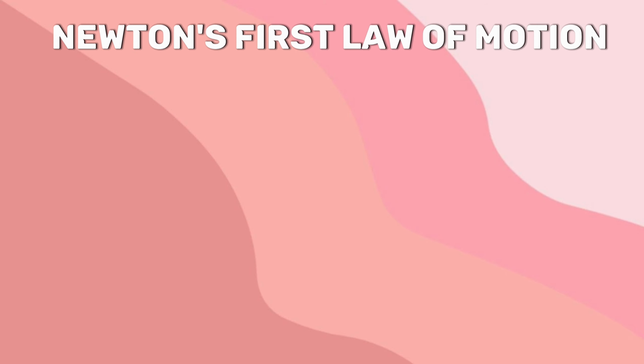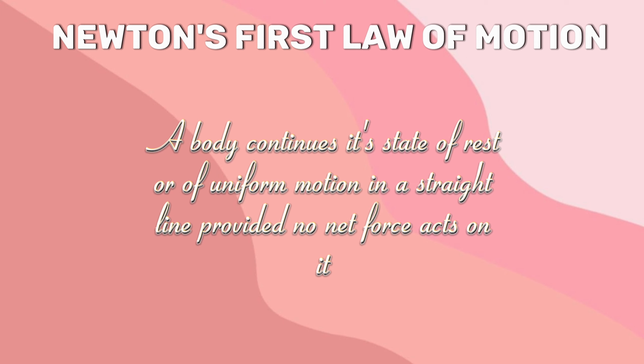Newton's first law of motion states that a body continues its state of rest or of uniform motion in a straight line provided no net force acts on it. That means if an object is at rest, it will remain at rest unless someone applies force and moves it, okay? And if a body is in uniform motion, it will remain in motion unless someone applies force and stops it.